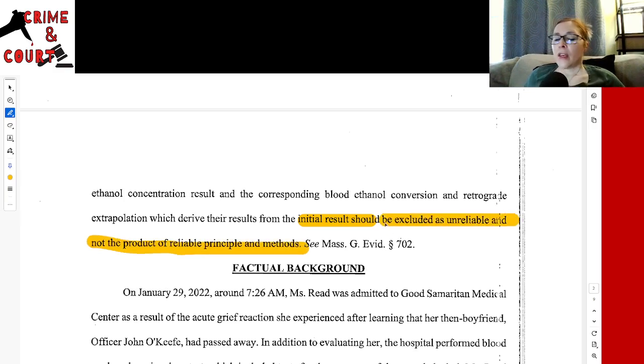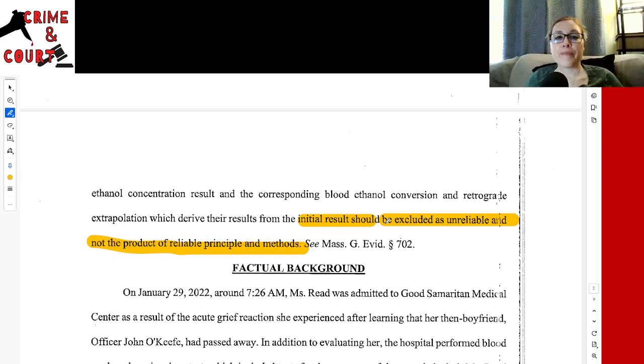So basically, the hospital took her blood based on hospital protocol, which was fine for hospital protocol, not for criminal prosecution. So if they wanted that, the police needed to come in and get her blood a different way. They needed to take it on their own. They needed to use their own protocol.